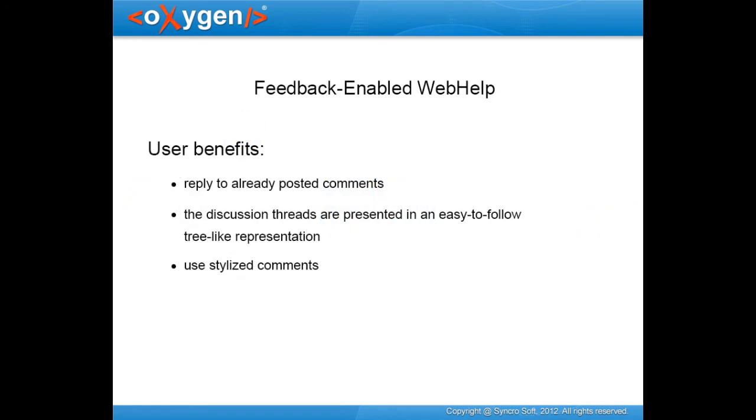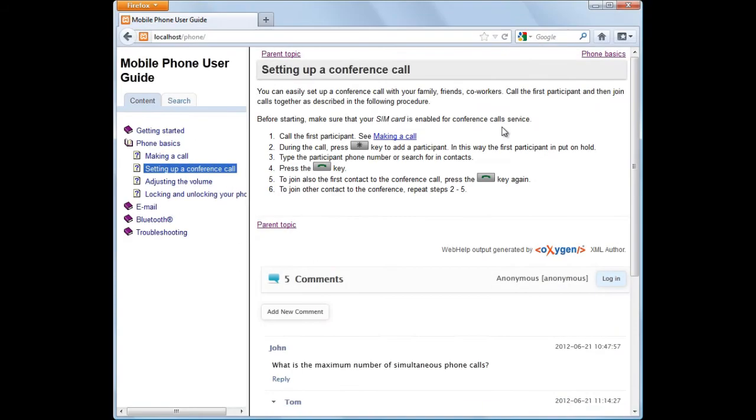Here are some of the benefits of using a feedback-enabled WebHelp system. Reply to already posted comments. The discussion threads are presented in an easy-to-follow, tree-like representation, and you can use stylized comments. Let's see, for example, a DITA map that was published using this kind of technology.